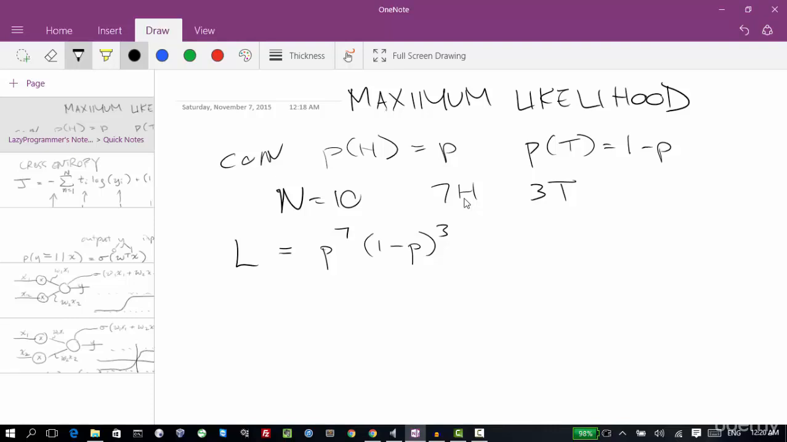Now what we want to do here is maximize L with respect to P. So we want to choose a P that maximizes L. And of course, to do this, we can use calculus. For most of these problems, we take the log and maximize the log likelihood, which is acceptable because the log function is monotonically increasing, meaning that the point at which the likelihood is maximum, the log likelihood is also maximum. So let's do this.